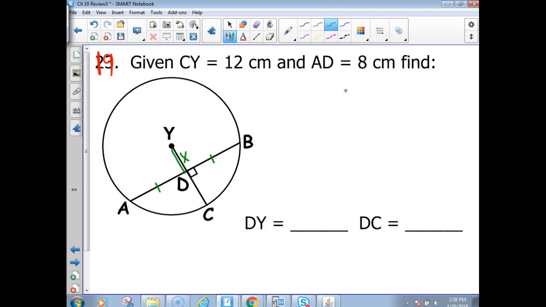So but then it says AD is 8. Okay, so I'm putting 8 there. 8 would be here too, though. Find dy. Well, I want to find this segment right there. What can I do to find it? I don't have any more stuff except I know y to c is a radius and it's 12. I've got a right angle there, right angle here, etc. There's 4 right angles.